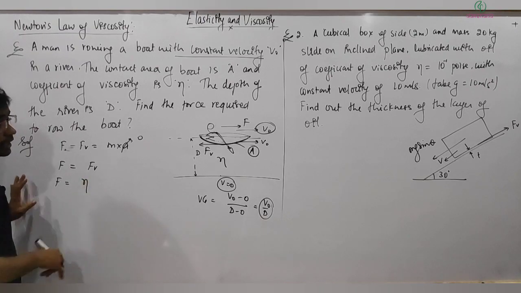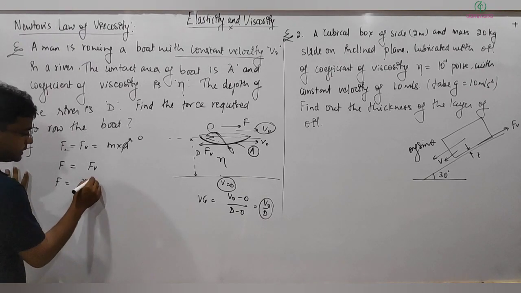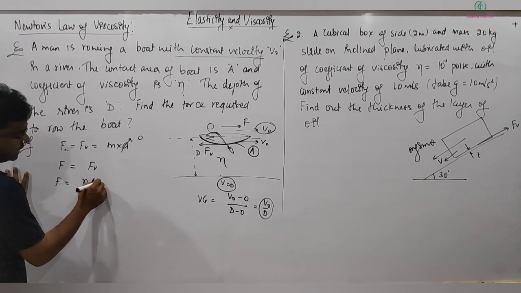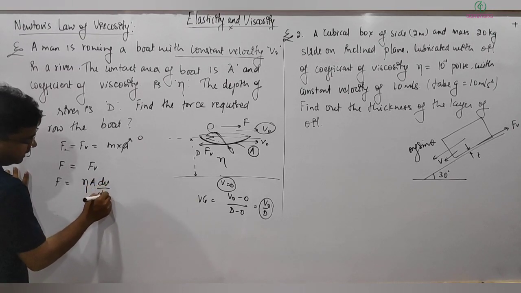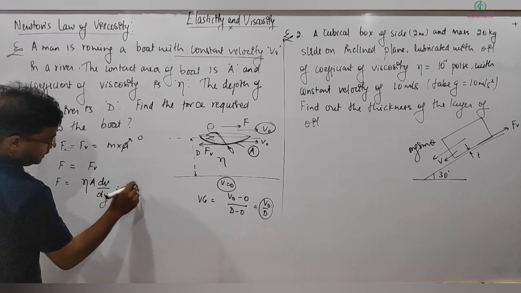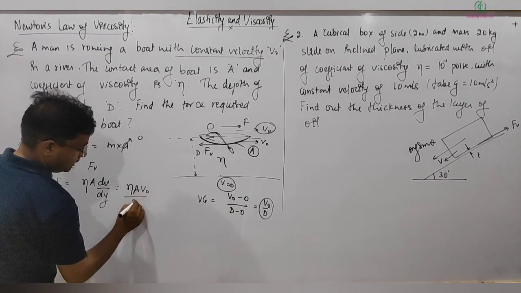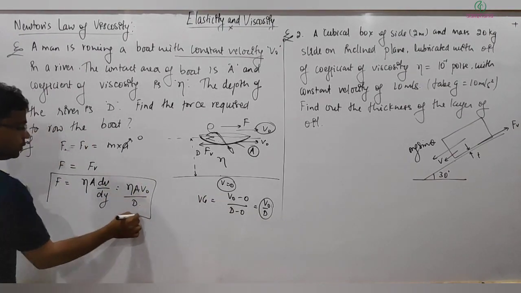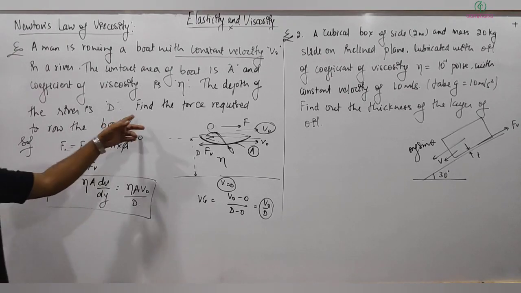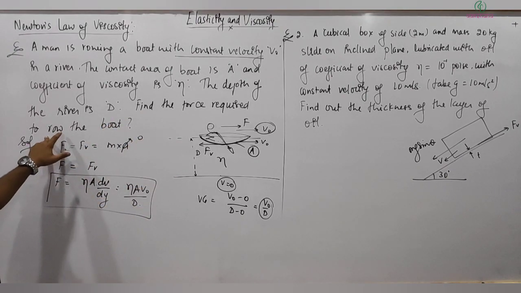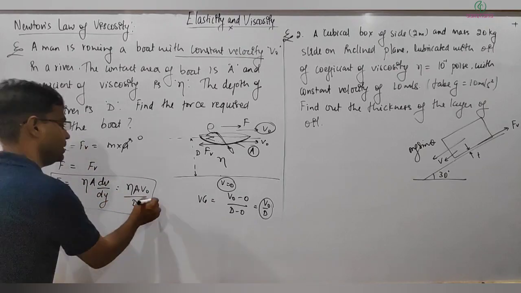And that viscous force we know is eta, area of the boat in contact A, multiplied with the velocity gradient, that is dv by dy. So this is eta A dv by dy, where the velocity gradient is v naught by b. So this is the force required to row the boat.